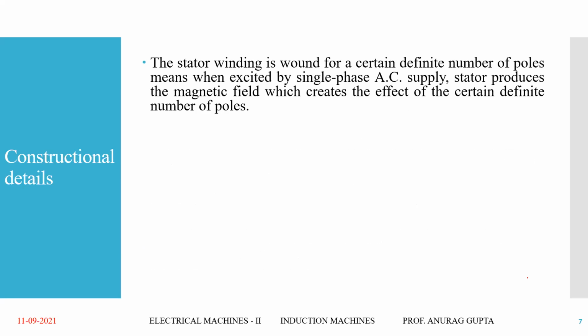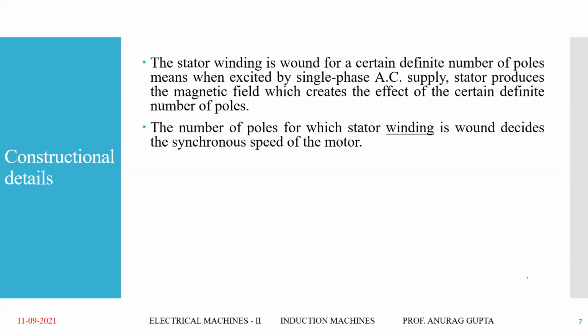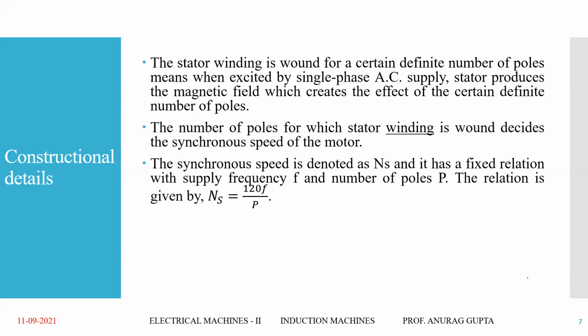It means when excited by a single phase AC supply, the stator produces a magnetic field which creates the effect of a certain definite number of poles. If you remember the machine, the main winding is always on the stator, wound for a certain definite number of poles. The number of poles for which the stator winding is wound decides the single speed of the motor, and the formula for that speed is N equals 120 F by P. This is called the speed of the rotating field. Please keep this in mind.